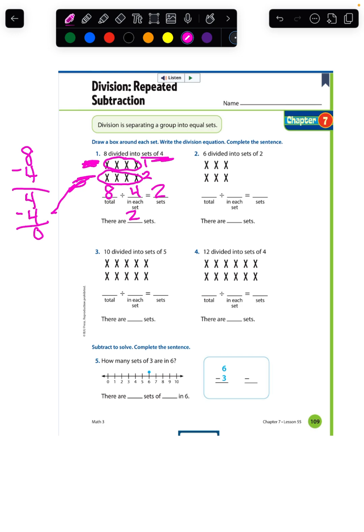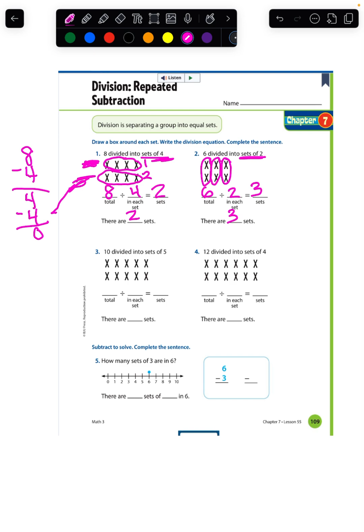So let's look at number 2. 6 divided into sets of 2. So what they're going to have you do is we have a grand total of 6 X's in sets of 2. So there's going to be 2 in each set. So I'm going to go 1, 2. There's one set. 1, 2 is another set. 1, 2 is another set. So I have 3 sets.